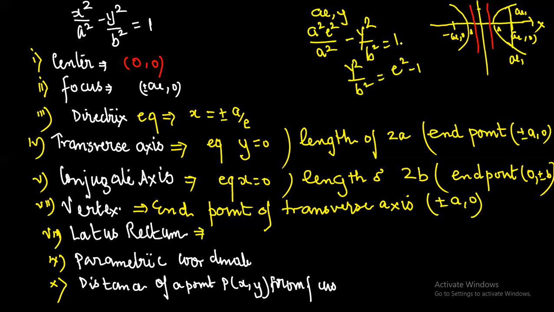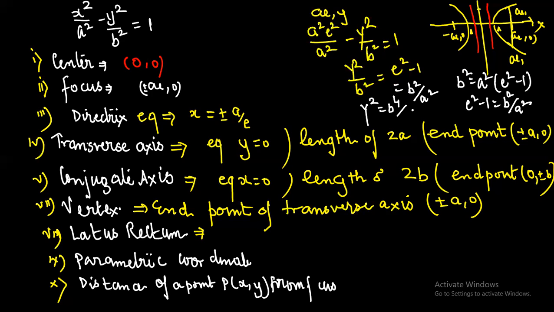As when we calculated, we have derived the equation of the hyperbola. We come to know that b square can be written as a square times e square minus 1, and e square minus 1 can be written as b square by a square. So y square is equal to b power 4 divided by a square. So y becomes plus minus b square by a.